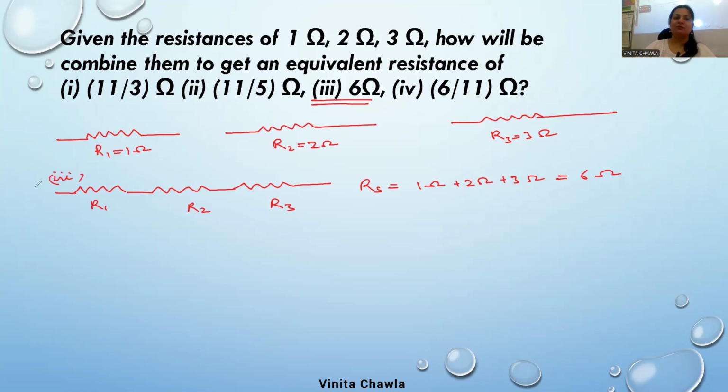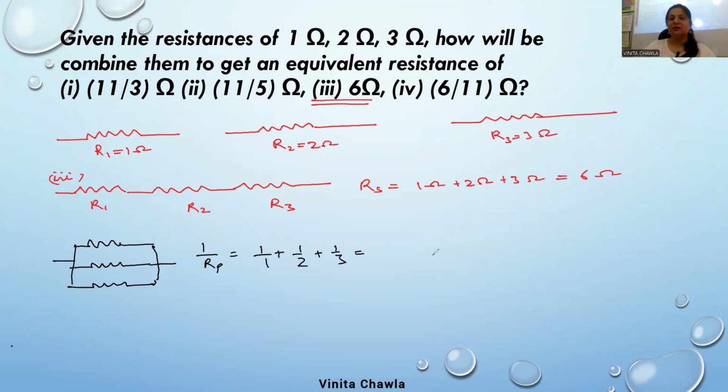Okay, now tell me more. I will follow whatever you say. Take all of them in parallel and see what comes. Let's connect all the resistors in parallel. If we connect all 3 resistors in parallel, then we get effective resistance RP. It's 1 upon 1 plus 1 upon 2 plus 1 upon 3. LCM is 6. 6 plus 3 plus 2, that is 11 by 6. So RP is equal to 6 by 11.